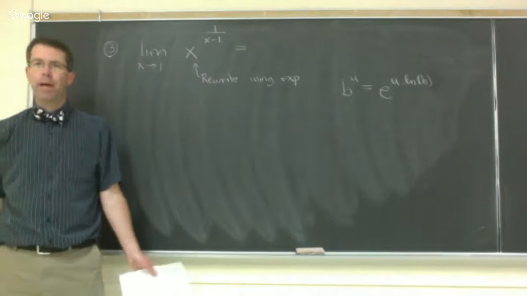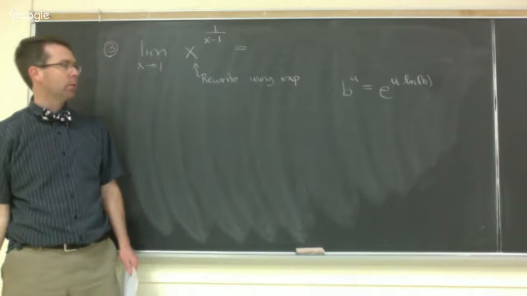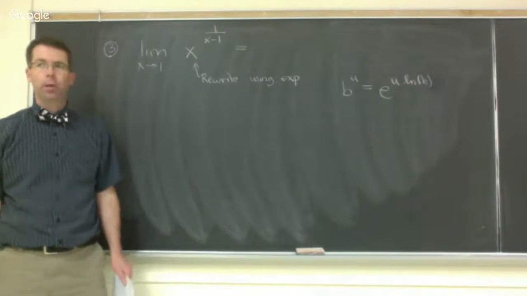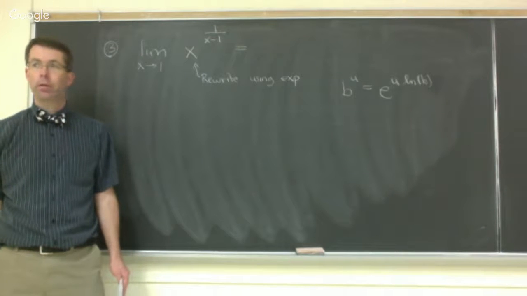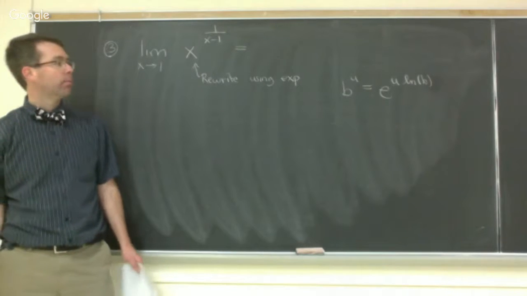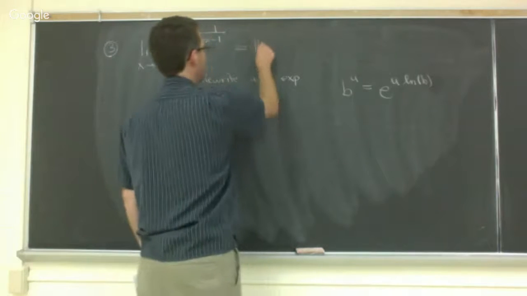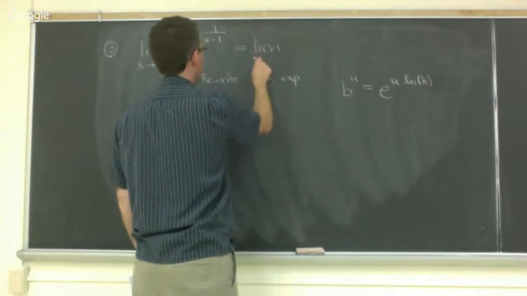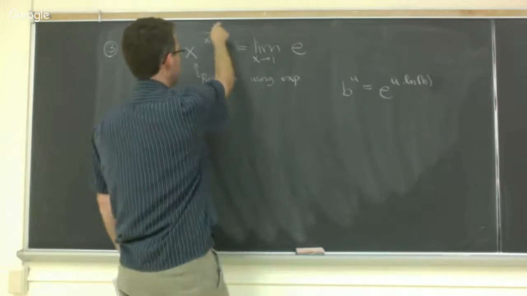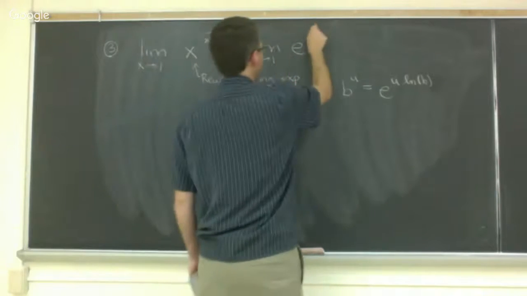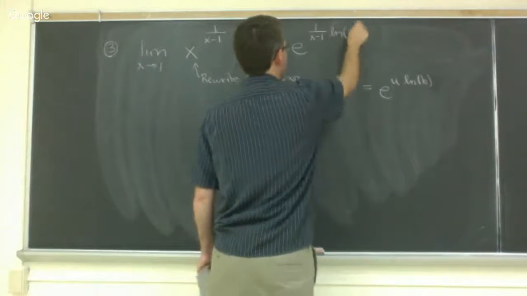Every time there's a power, we can always rewrite it as e to the logarithm of the base times the exponent, or the exponent times the logarithm of the base. And so what we're going to do is rewrite this. We'll be taking a limit as x goes to 1 of e to the 1 over x minus 1 times the natural log of our base, which was x.